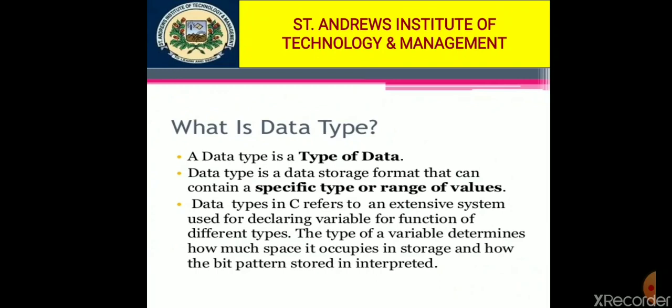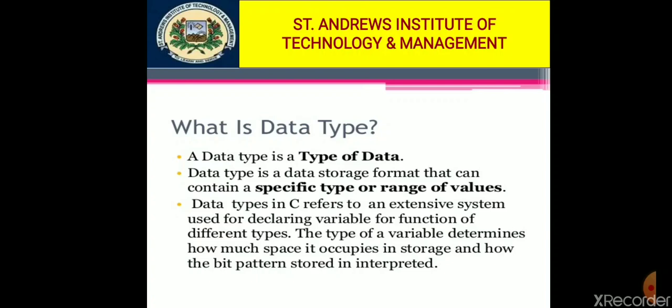The next topic is data type. It is the most important topic in C language and also for the university exam. So first of all, what is data type? A data type is a type of data. Means it is a data storage format that can contain a specific type or range of values. The kinds of data that variables may hold in a programming language are called the data types.